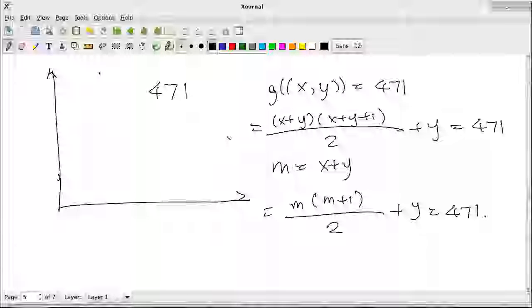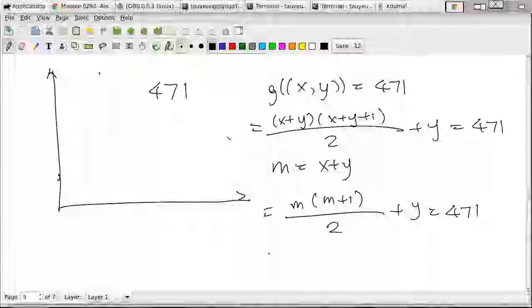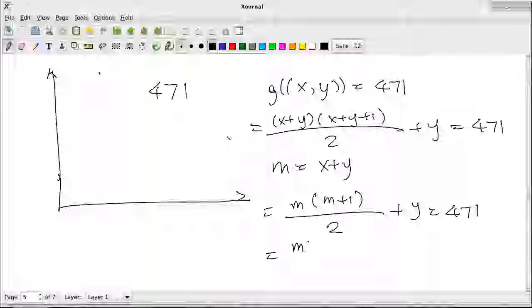We're just presenting the equation in a slightly different way. Okay. So let's work this out a little bit more. And we say, oh, this is just m squared divided by 2 plus m divided by 2 plus y equals 471, right? I'm just expanding and using distribution. So no heavy duty lifting here.